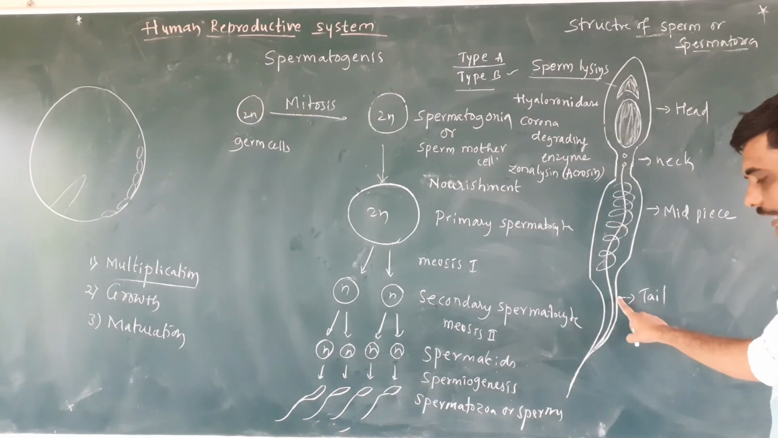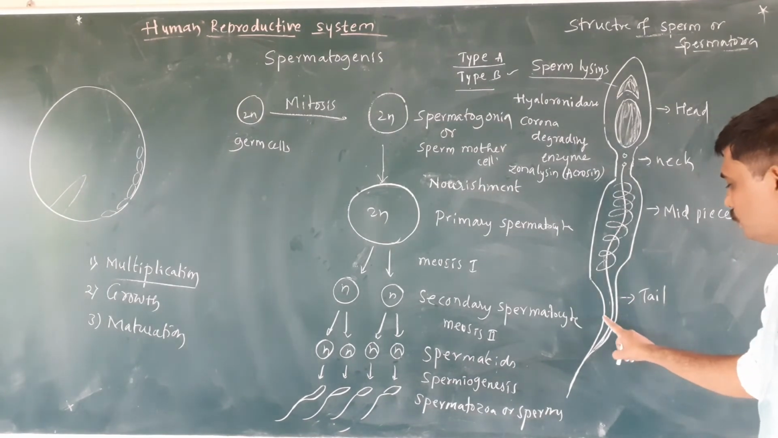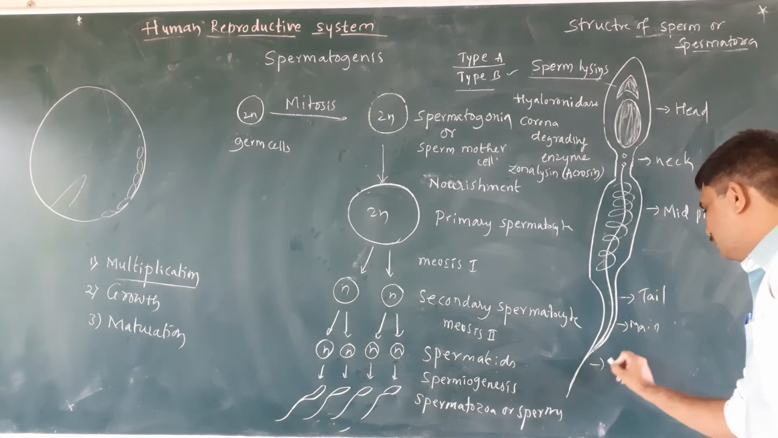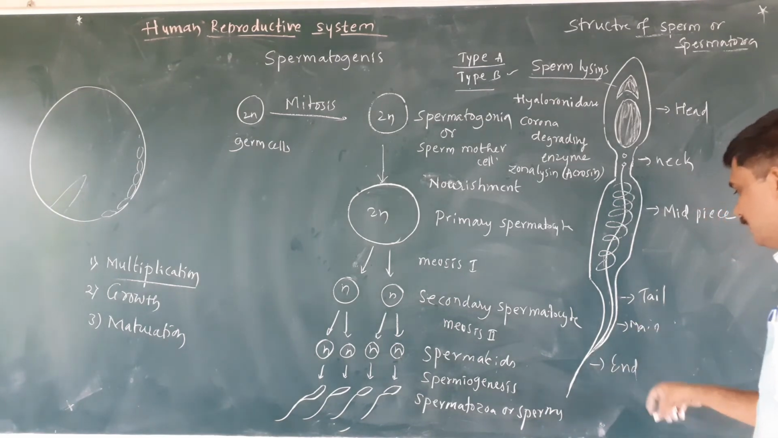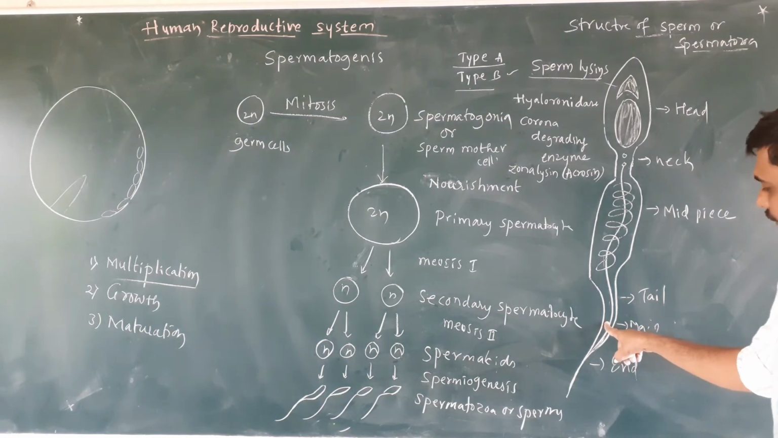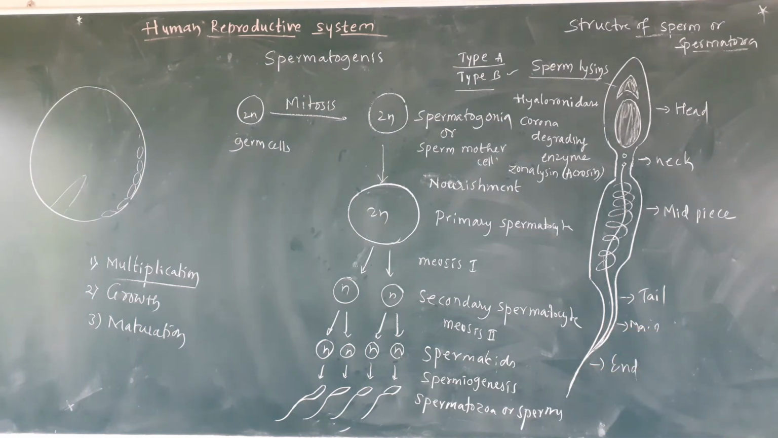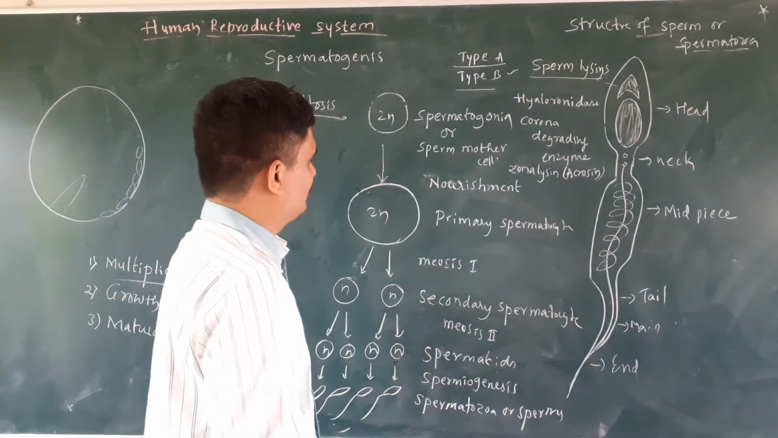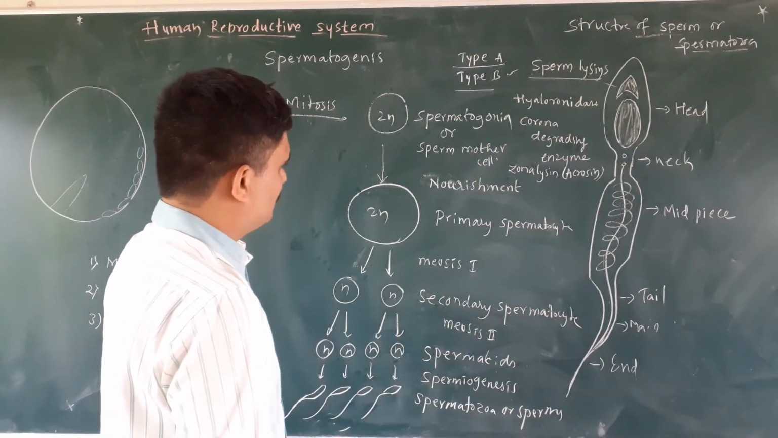Lastly, the tail. The tail consists of two pieces. One is called the main piece, and the second is called the end piece. Main piece with cytoplasm, end piece without cytoplasm. This ends the structure of spermatozoa.